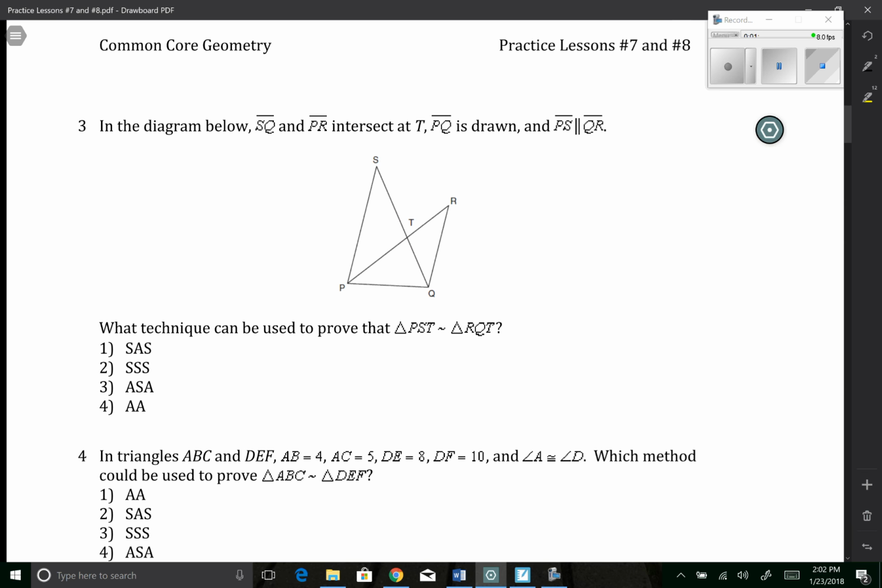For number 3, we have another set of triangles. It says that these two sides are parallel. So we have opposite interior angles, or alternate interior angles, however you want to call them, and the angles in the vertical angle spot there. So again, we have an example of angle.